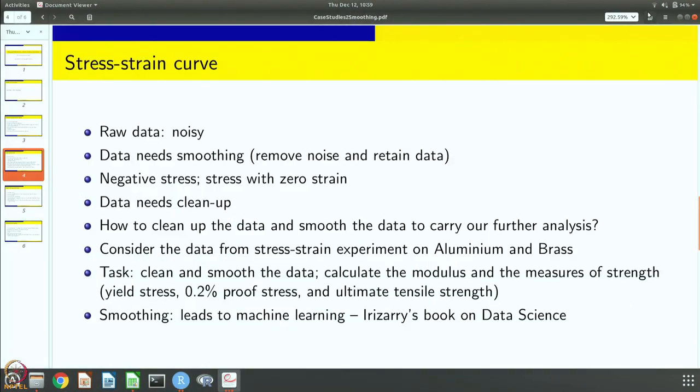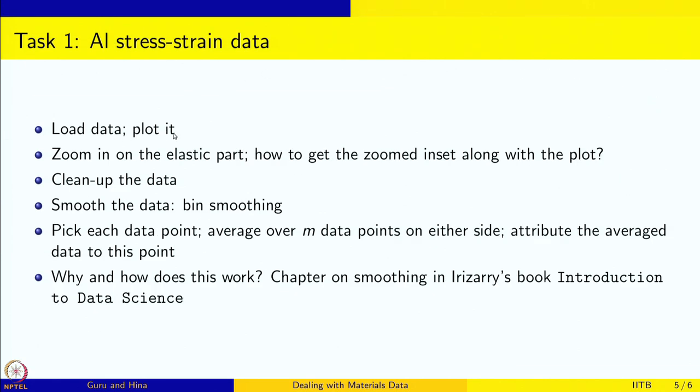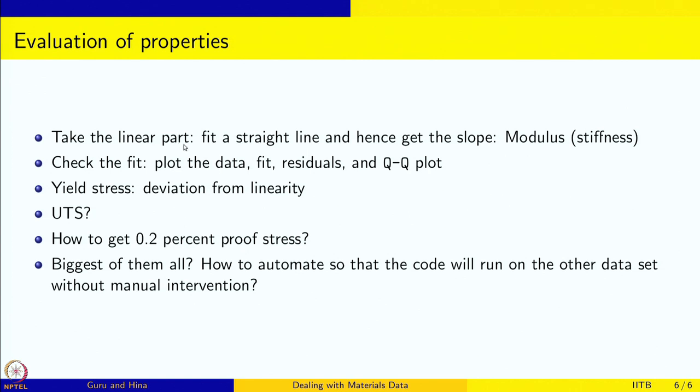So, we will also leave the brass tensile data. The biggest challenge that one faces is that, let us take a look at this. So, you can load it, plot it, you can zoom in on the elastic part, and you can clean up and smooth, and you can pick each data point and average, and that is how smoothing is done. And you can take the linear part, fit a straight line and get the slope, so that is the modulus. You can check the fit by plotting the data and fit and residuals, QQ, etc. You can find the yield stress, you can get UTS.